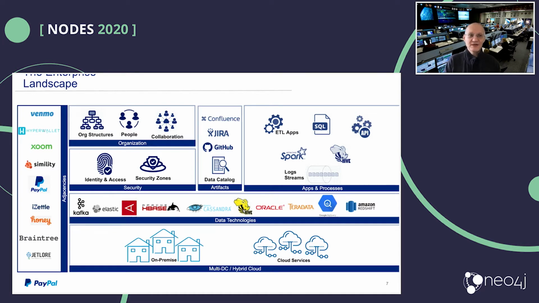Here on the left-hand side, you can see what we call adjacencies, companies like Venmo, Hyperwallet, Zoom, and so on, which are all part of the PayPal family, but they started with different organizations and different technologies, and they add complexity to our ecosystem.